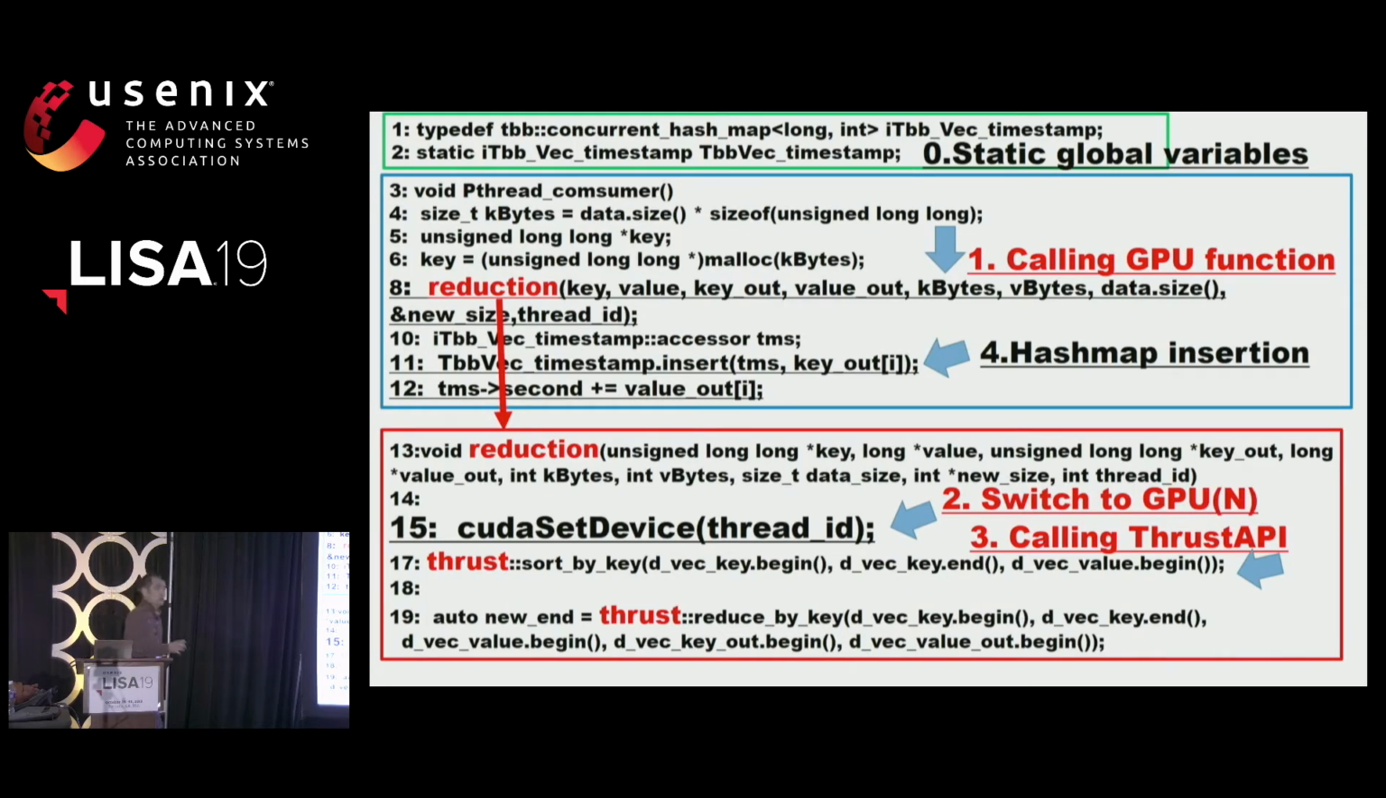This is a code fragment of this scheme. This is simple. Please see line 8, the program calls the reduction kernel of the GPU, and the GPU switches to the GPU ranging from 1 to 8, and then calls back.